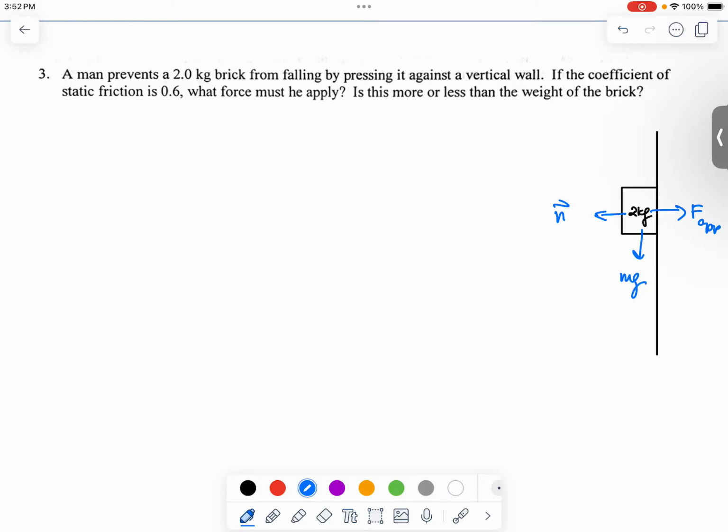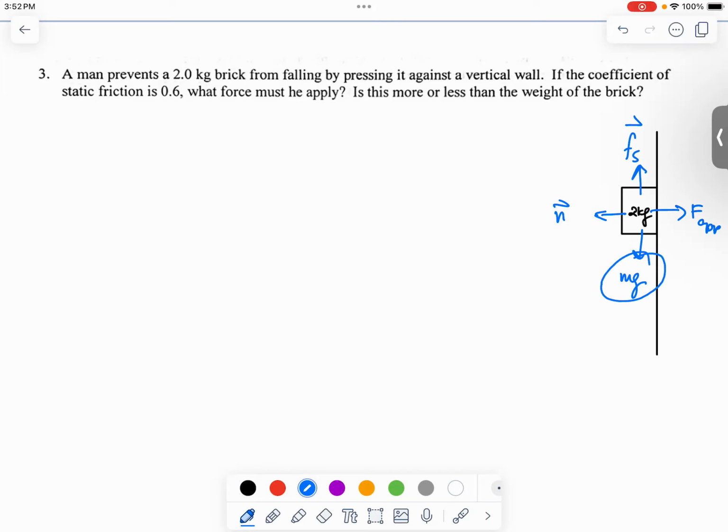So that's mg. And what's the force going back up? What do we call that force? Friction. Okay, and that is the static friction. All right, so these are the four forces. Okay, and I think we can at least find out this one.